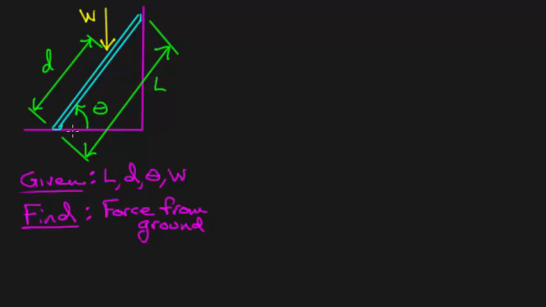The ladder has a length I call L, and it's at an angle theta. And there's someone standing on the ladder. The person standing on the ladder has weight W, and that person is a distance D up the ladder. So I'm giving you the L, the D, the theta, and the W, and what I want you to find is the force from the ground acting on the ladder.